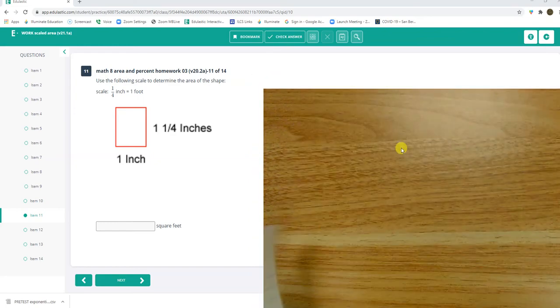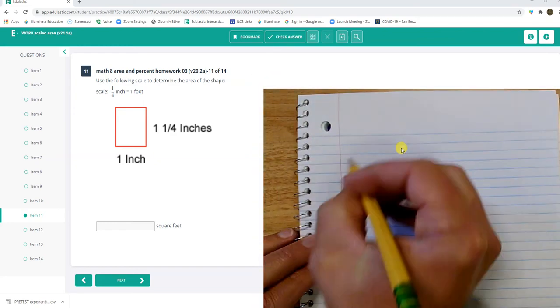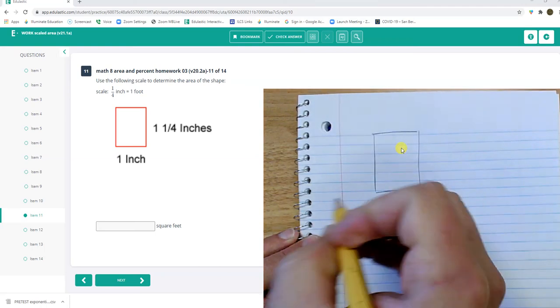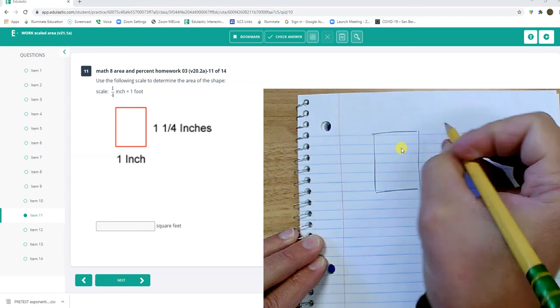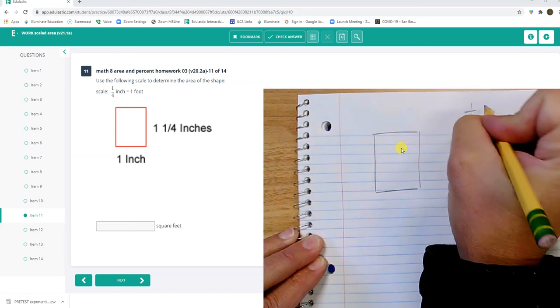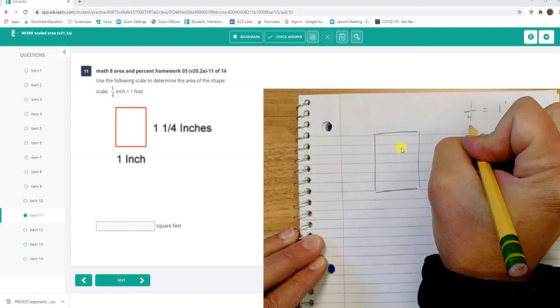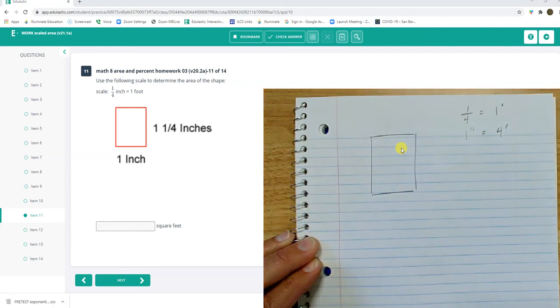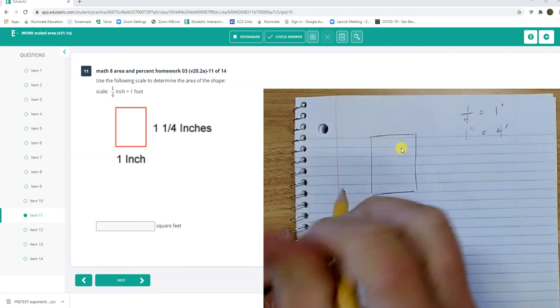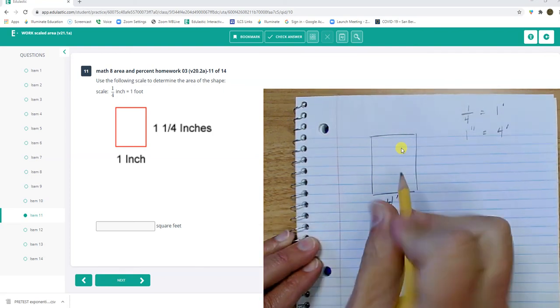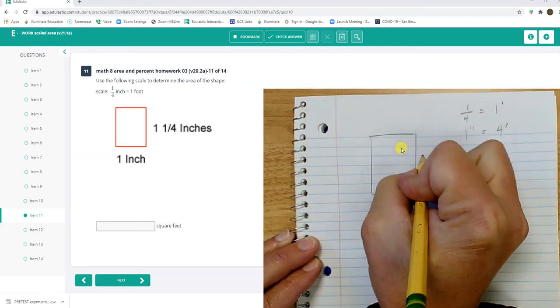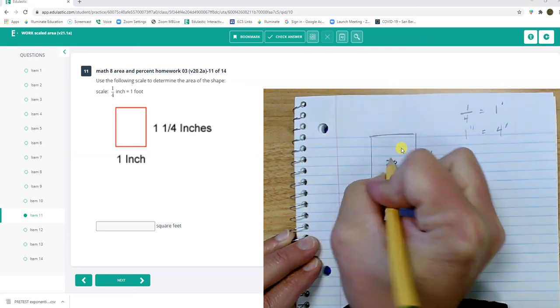Okay, number 11. Gotta draw the paper. Okay, 1/4 of an inch equals 1 foot. Okay, so if 1/4 equals 1 foot, 1 inch equals 4 feet. Cool. So this is 1 inch, so this is 4 feet. And this is 1¼ inches, so 1.25 times 4. That means this is 5 feet, which means this is 20.